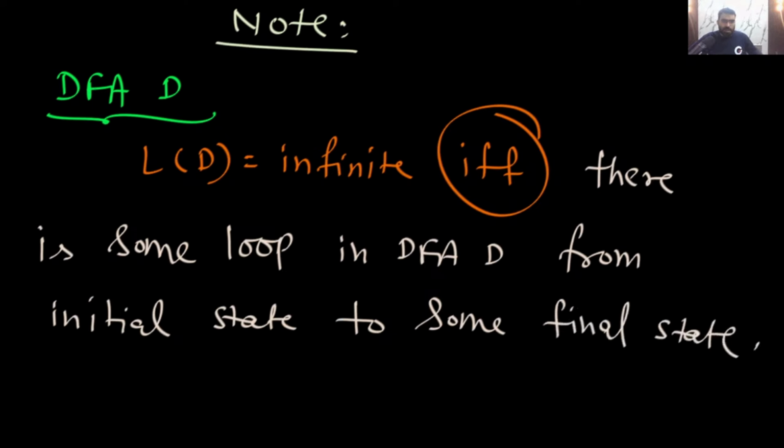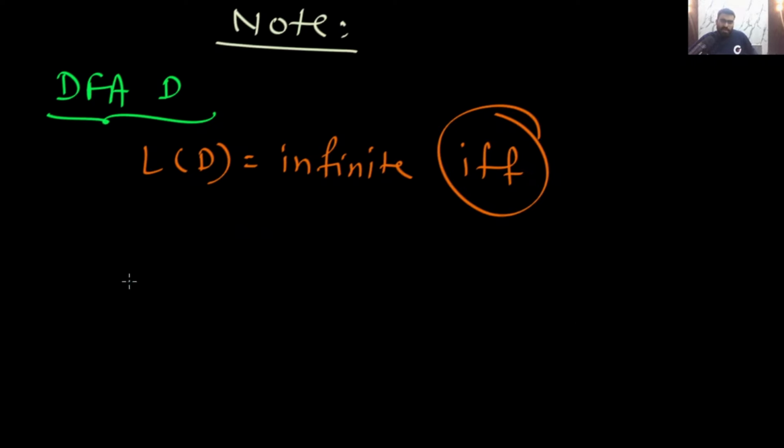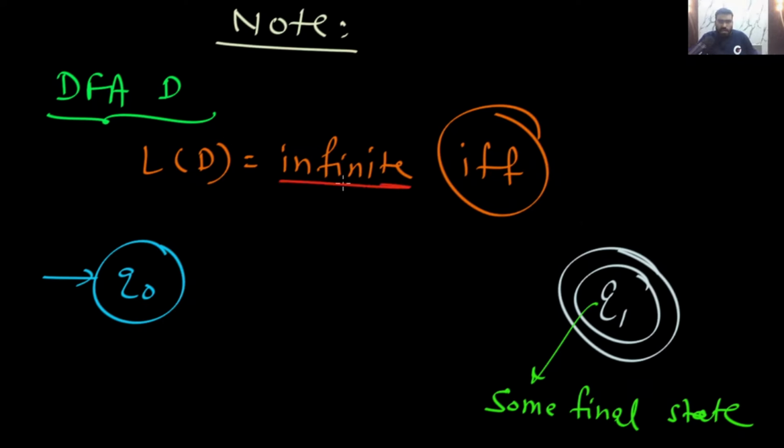Is this clear? Remember, for a DFA, when can you say the language will be infinite? When this type of situation happens: from the initial state, this is your initial state, to some final state. This can be any final state. Now, the language will be infinite.